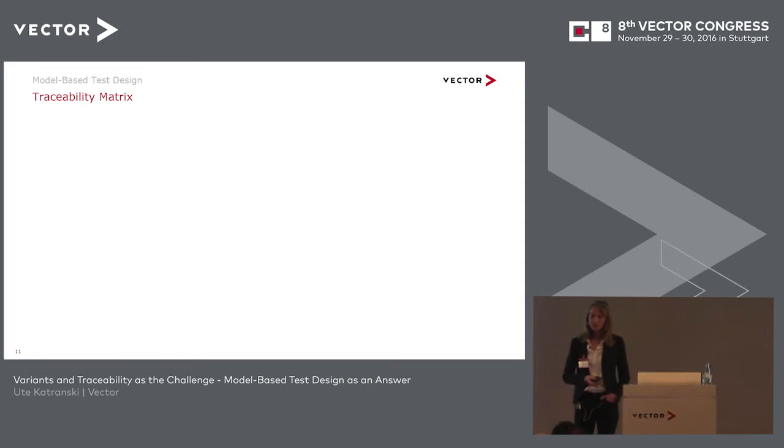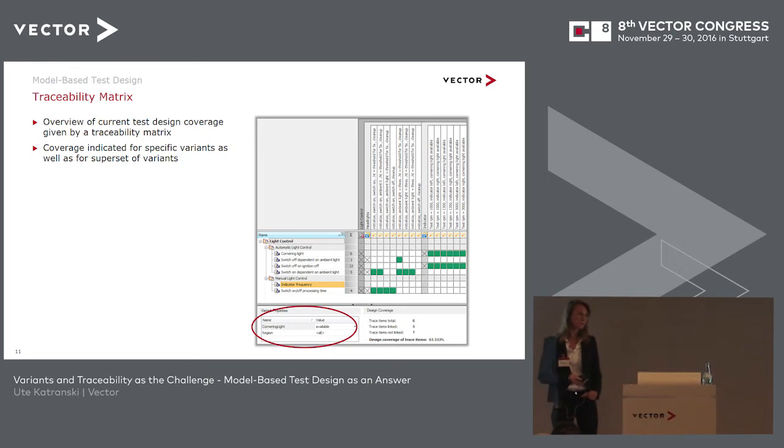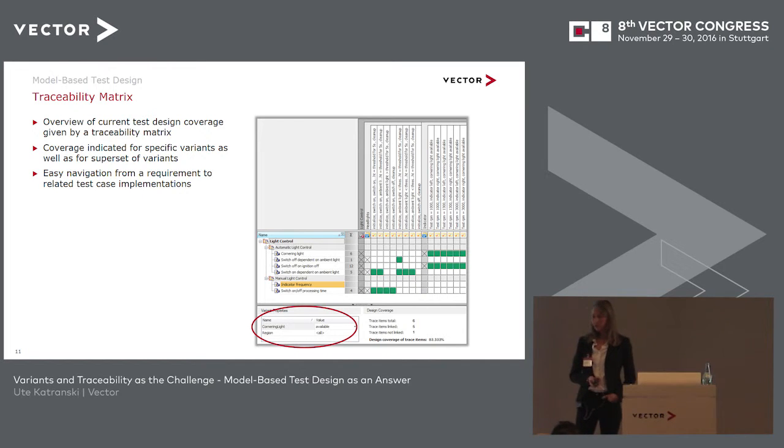And the same applies for test diagrams. In the final analysis, what I get is a traceability matrix. You've seen that before. So I get an overview of all my test cases and the requirements that are covered or not covered by these test cases. I would like to draw your attention to the variants. I can also say, show me the test coverage for specific variants, and also for a superset of variants. Specific variants such as testing for Europe, for example.